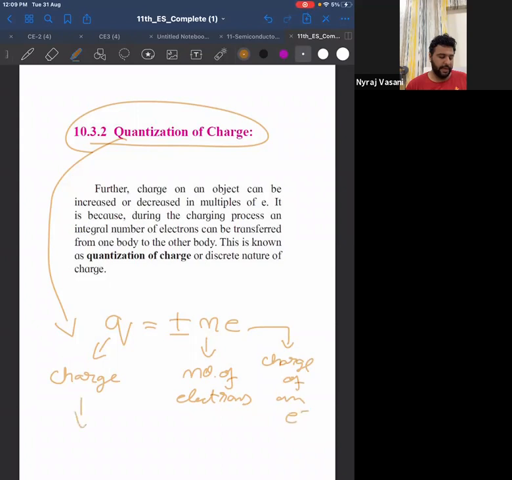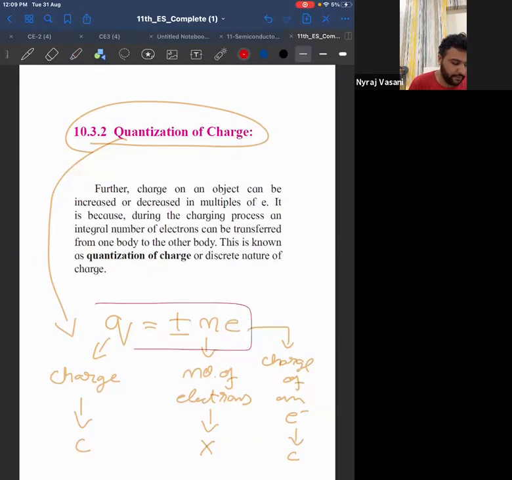And what is the unit of charge? Coulomb. What is the unit of number of electrons? No unit. What is the unit of charge of an electron? Coulomb. Understood? This formula is called quantization of charge.